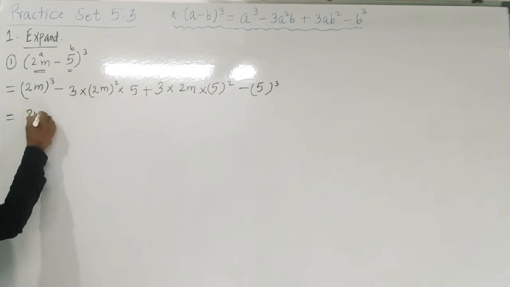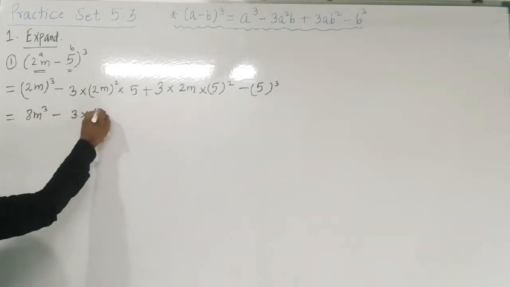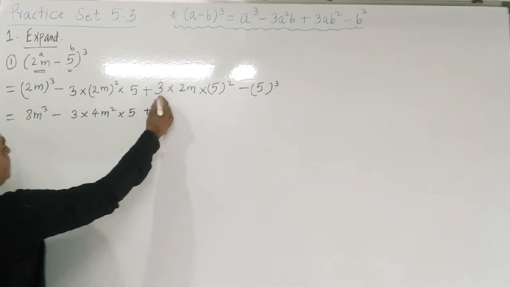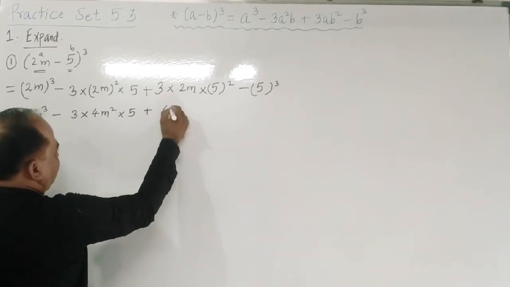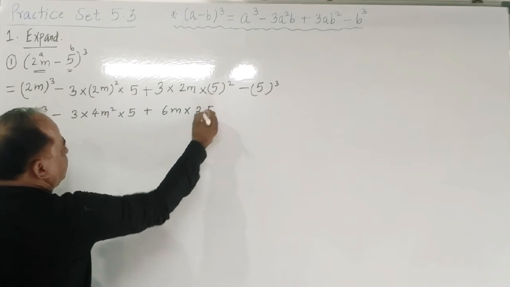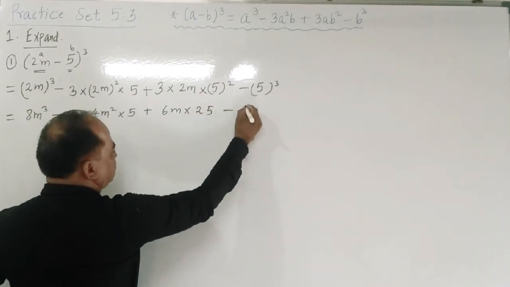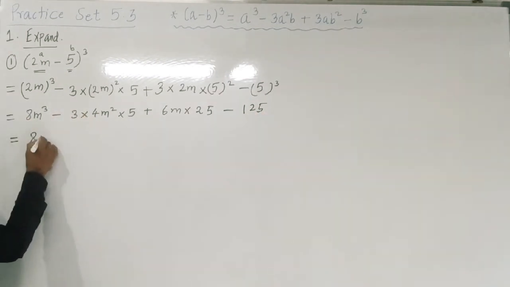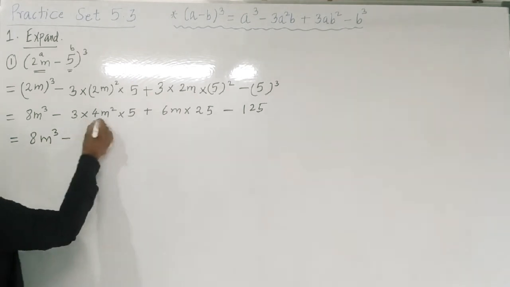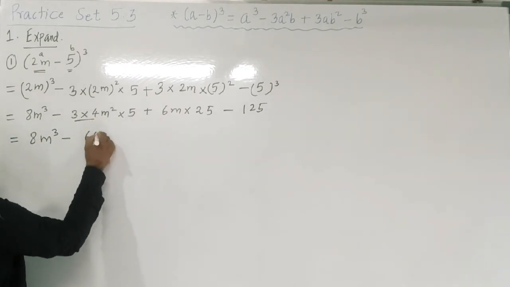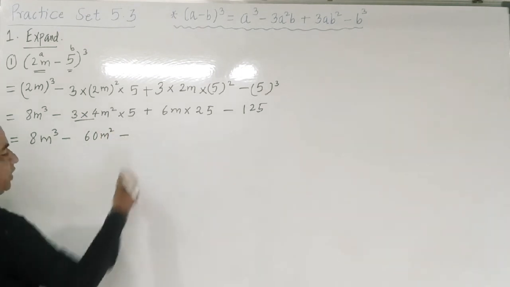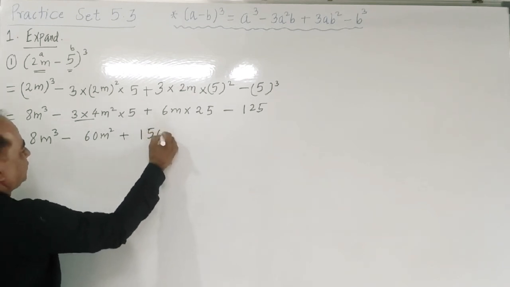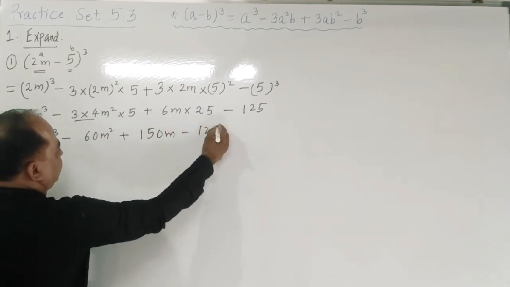Which is equal to 2m cube, 8m cube, minus 3 into 2 square, 4m square into 5, plus 3 twos are 6, m into 5 square, 25, minus 5 cube is 125. Which is equal to 8m cube minus 3 fours are 12, 12 fives are 60 m square, plus 25 into 6, 25 into 6 is 150 m, minus 125.